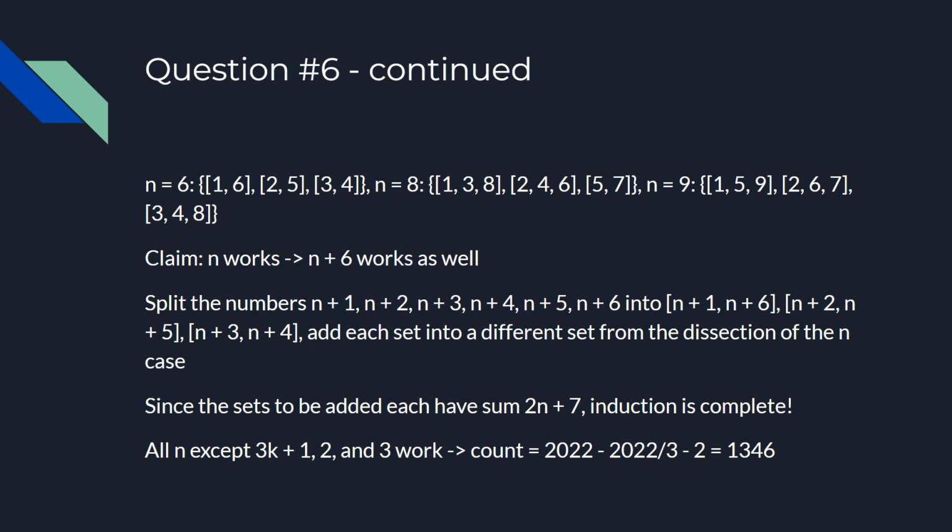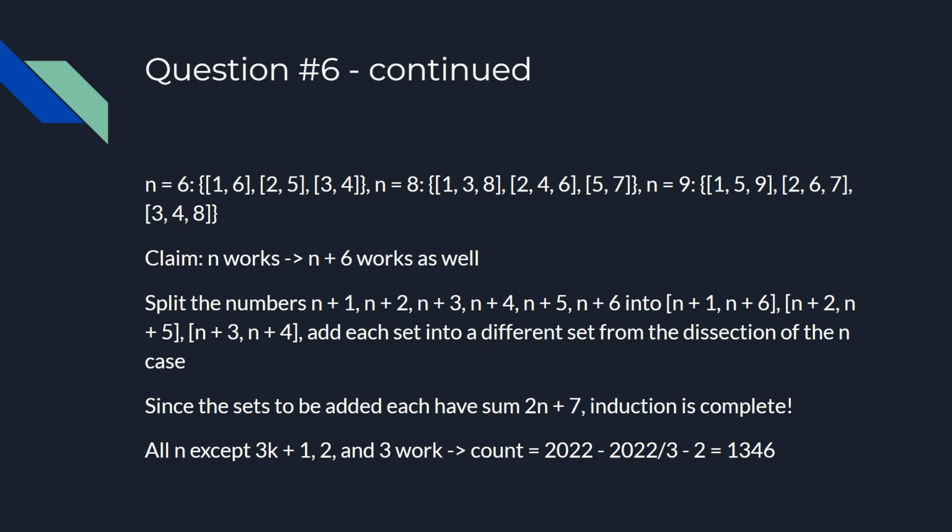This is called induction. I'm going to claim that if n works, n plus 6 works as well. The numbers in the n plus 6 deck that aren't present in the n deck are n plus 1, n plus 2, and on our way to n plus 6. We compare the remaining cards as n plus 1 with n plus 6, n plus 2 with n plus 5, and n plus 3 with n plus 4. Each has a common sum of 2n plus 7.